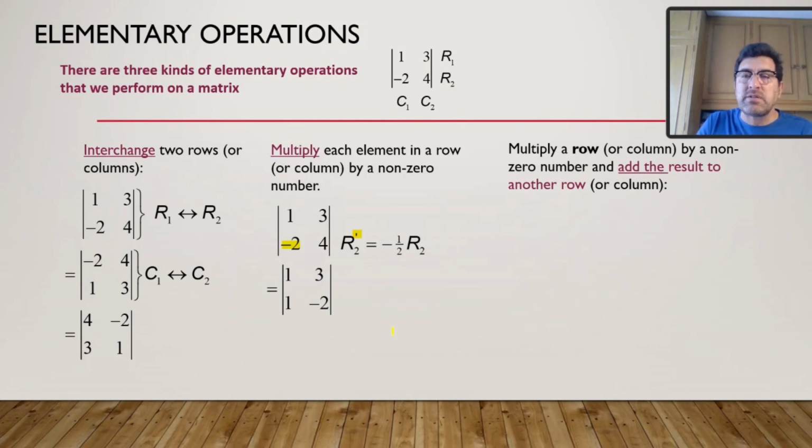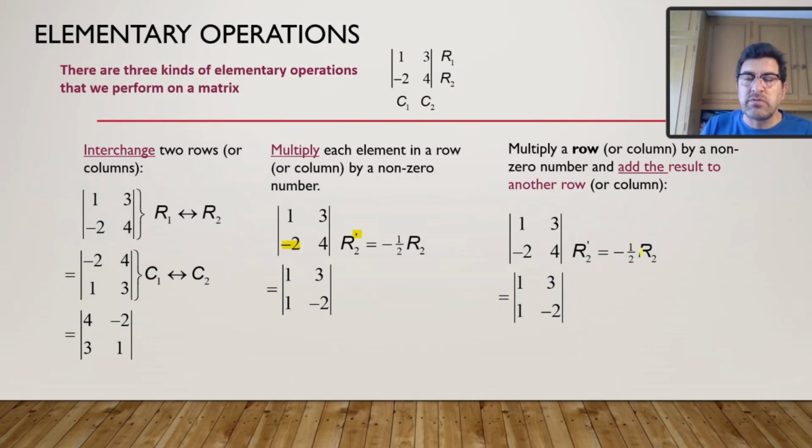The third operation is we're going to multiply a row or a column by a non-zero number and add this result to another row. So we can interchange, we can multiply with a scalar, and then once we've multiplied with a scalar, we can now add it to another row. This is what we did over here. We formed this matrix by saying the new row 2 is minus a half times the old row 2. And then the new row 1 will be the old row 1 minus the old row 2. So 1 minus 1 is 0. 3 minus minus 2 becomes 3 plus 2, which is 5. And this is the result of what we call a row operation.